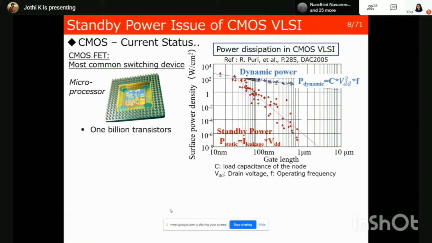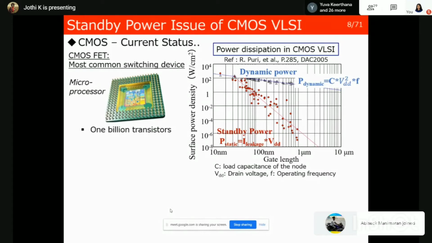The blue line represents dynamic power. That dynamic power is nothing but your good guy in the family. At 10 micrometer, he starts at somewhere around 1 watt per centimeter square. That's his value. That's understandable, right? But the bad guy, the standby power, comes from the off-state leakage. That starts somewhere around 10 to the power of -8 watts per centimeter square. So that's somewhere deep beneath. At the beginning he's not at all a problem to the family.